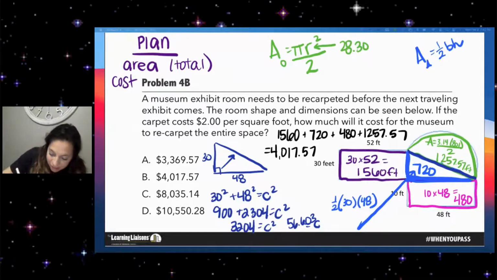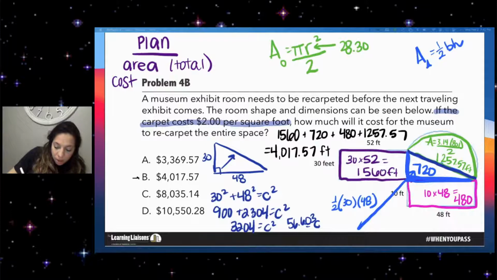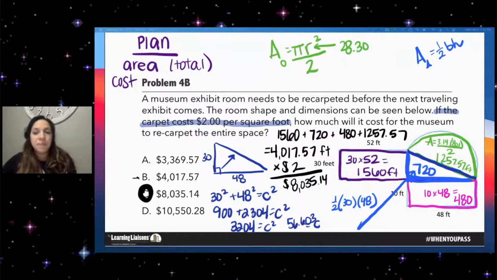That number is still feet. I've done nothing with the money. Don't automatically pick B because you see that as an answer. We are not done yet. All we did was add all the feet together. Now we go back to the problem and we see it says, if the carpet costs $2 per square foot. So now for every square foot, I'm paying $2. So I'm going to multiply that times $2 and I'm going to get $8,035.14, which is C.